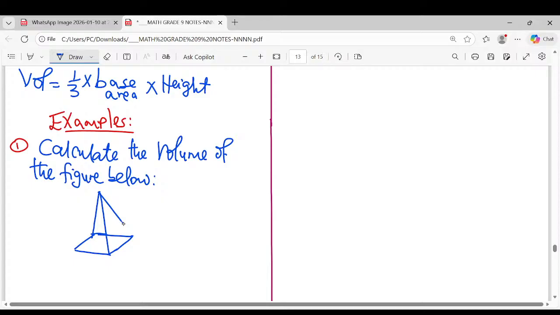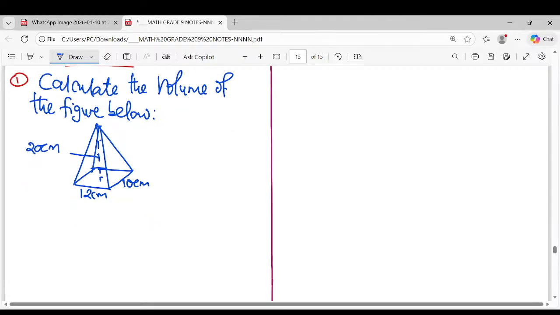When you look at the figure, let's have the dimensions. This is 12 centimeters, 10 centimeters. Then it has some vertical height, and that vertical height is 20 centimeters. So when you're given such a question, it's a rectangular based pyramid and you're told to calculate its volume.